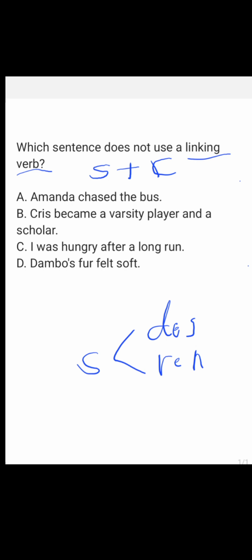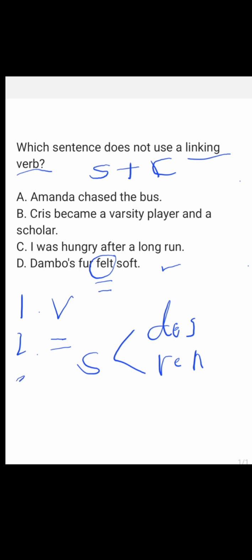Alright, let's start with letter D, teachers. Dumbo's fur felt soft. Here's the first thing that you have to do: identify first the verb used in the sentence. So the verb here is, of course, felt. Now, what's the second step? Try to replace the verb with equal. Dumbo's fur is equal to soft. Yung fur ba ni Dumbo yung soft? Yes. So it makes sense. So it means this is a complement.